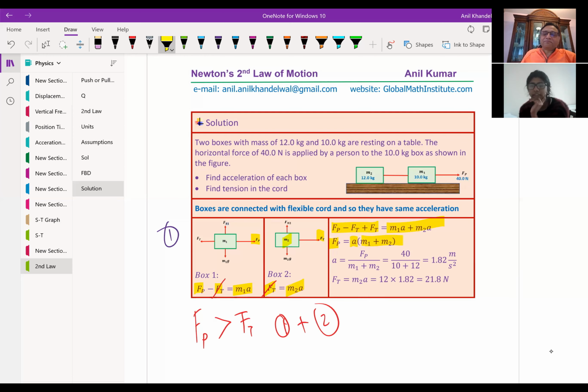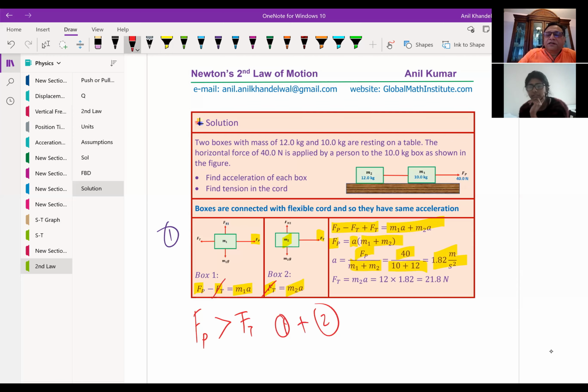Rearranging the equation, acceleration is the pulling force, which is given to us as 40 newtons, divided by the sum of the masses. In our case, it was 40 over 10 plus 12. Write your answer to 3 significant figures: 1.82 meters per second squared is the acceleration in this particular case. Is that clear to you?